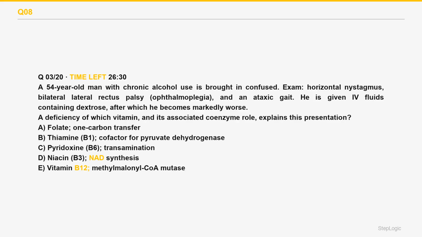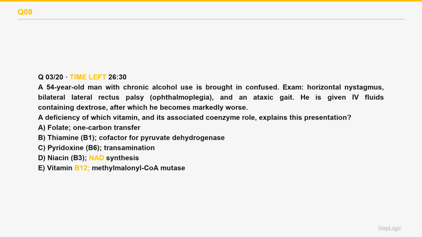A deficiency of which vitamin and its associated coenzyme role explains this presentation? A 54-year-old man with chronic alcohol use is brought in confused. Exam: horizontal nystagmus, bilateral lateral rectus palsy, and an ataxic gait. He is given IV fluids containing dextrose, after which he becomes markedly worse. Read the command: which vitamin and coenzyme role?